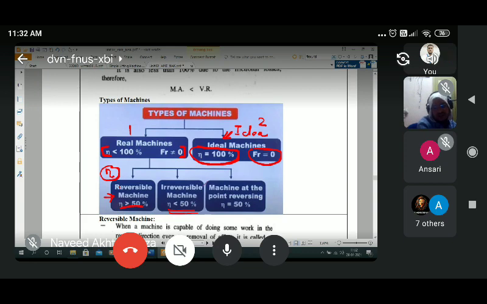If the efficiency is less than 50%, the machine is said to be an irreversible machine. So based on the efficiency, the machines are classified as reversible, irreversible, and a machine at the point of reversing. If the eta value is equal to 50%, we can say that the machine is at the point of reversing.